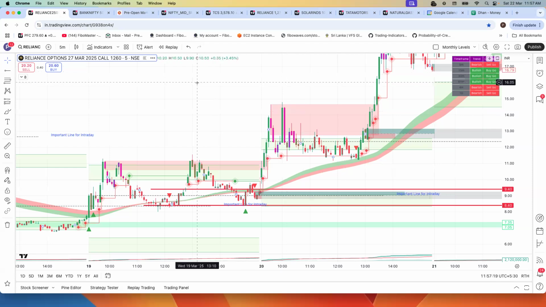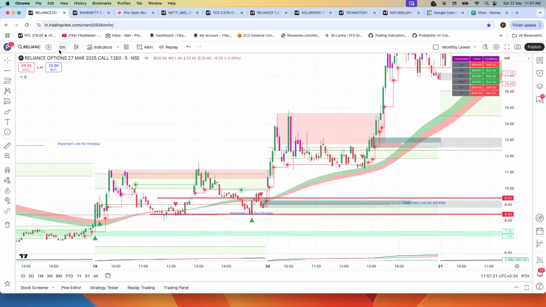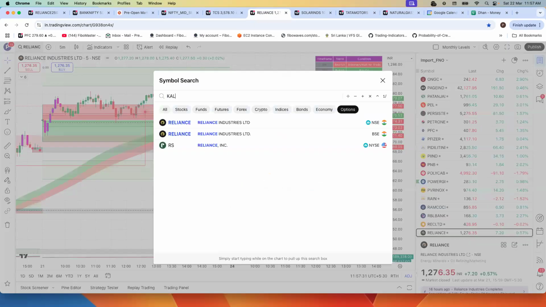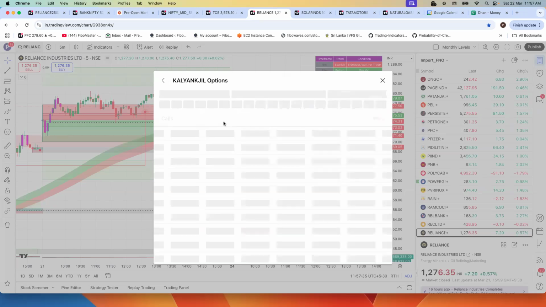Another stock which I really want you to watch out for is Kalyan Jewellers. I'll show you something important, an immediate pattern which is forming on Kalyan Jewellers. So I'll keep on monitoring.